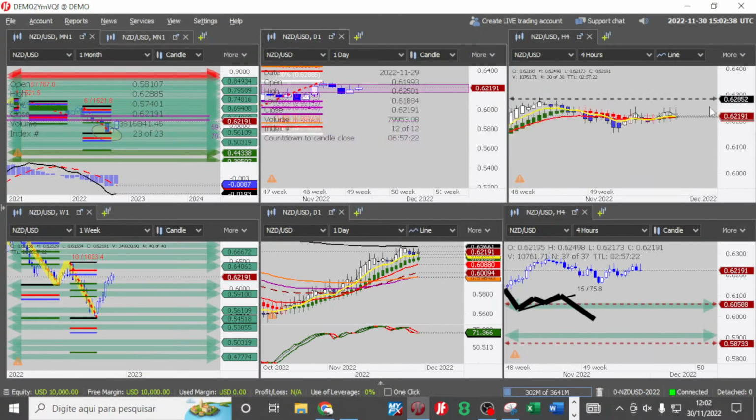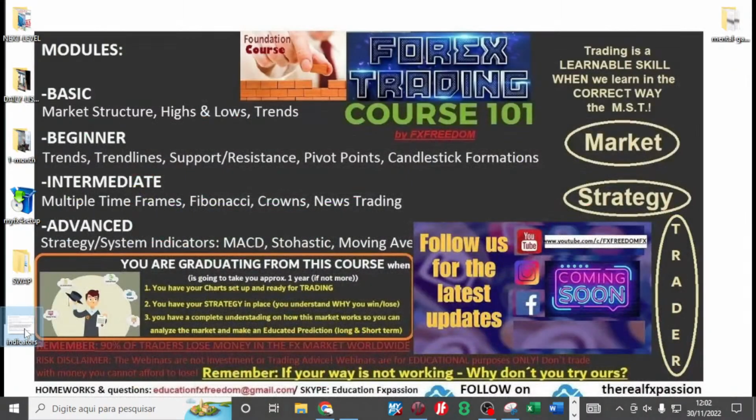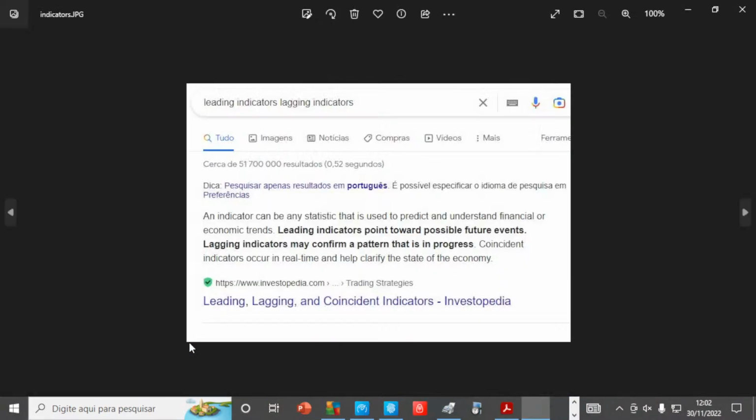Okay, everybody, most likely you've heard about leading indicators and lagging indicators. This is the definition from Google: an indicator can be any statistic that is used to predict and understand financial or economic trends.